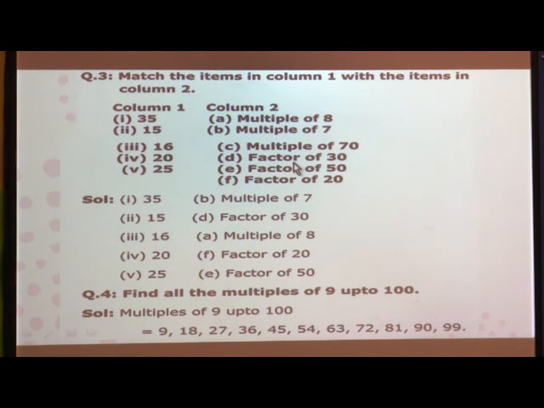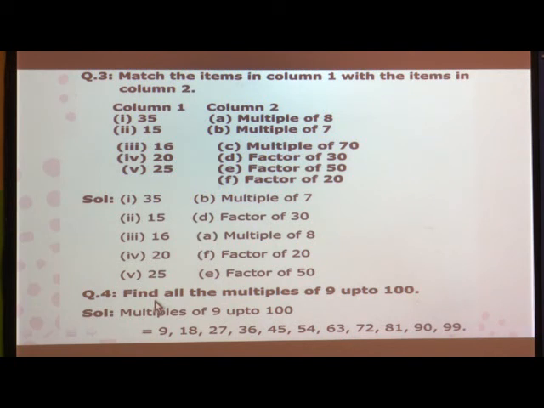What will be the answer of 25? Only two options are remaining, that is factor of 50 and factor of 70. 25 will not be a factor of 70, so it will be the factor of 50. 25 twos are 50. So, this is the matching that you have to solve in your textbooks.